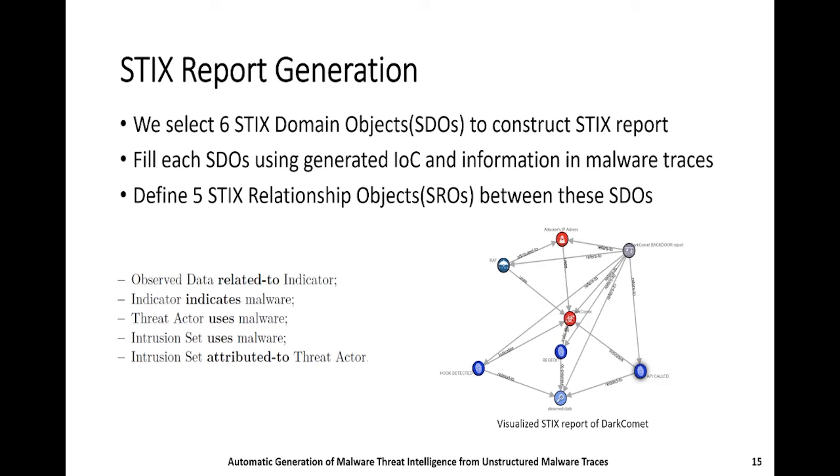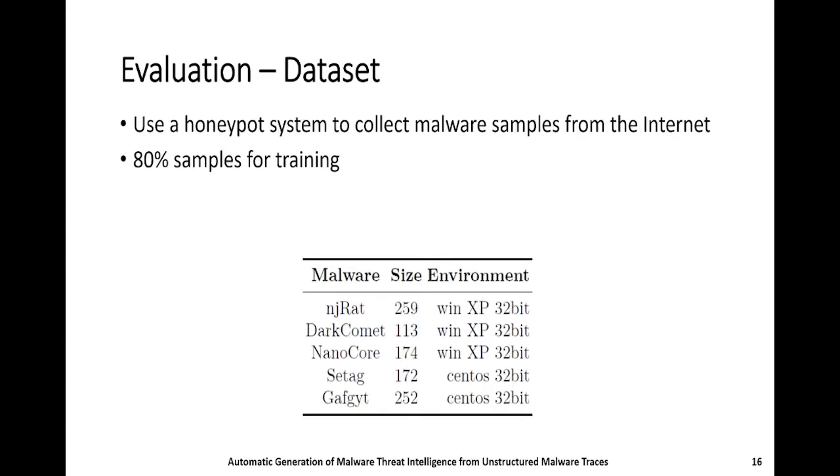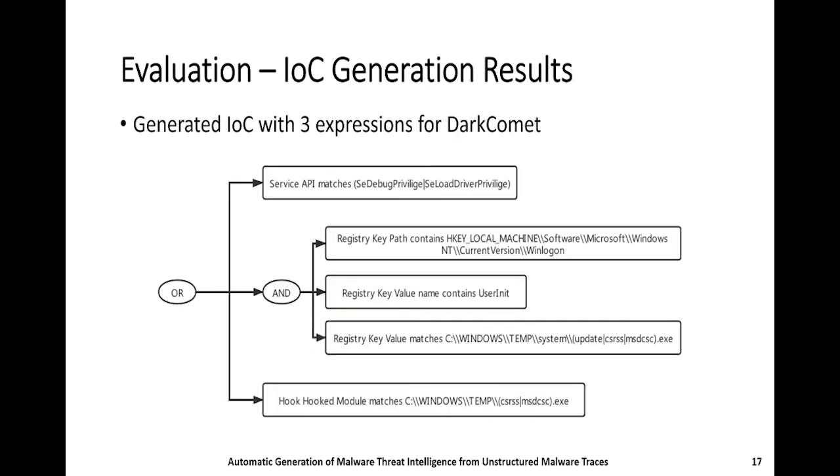We also define 5 kinds of STIX relationship objects to describe the relationship between different SDOs. Here, we give a visualized STIX report of documents. To evaluate our IOC generation method, we used a honeypot system to collect 5 types of malware samples from the internet. We use 80% of the malware samples to build the candidate list and generate IOC for each type of malware, and use the rest of the malware samples as the test set.